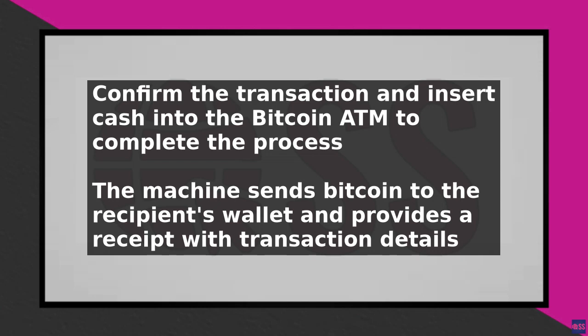In conclusion, sending Bitcoin from a BTC ATM is a straightforward process that requires a Bitcoin wallet, the recipient's Bitcoin address, and cash. By following these steps and being aware of the potential fees and limits, you can use a Bitcoin ATM to send Bitcoin to anyone with a Bitcoin wallet. Remember to always double-check the recipient's address and the amount of Bitcoin being sent to avoid errors.